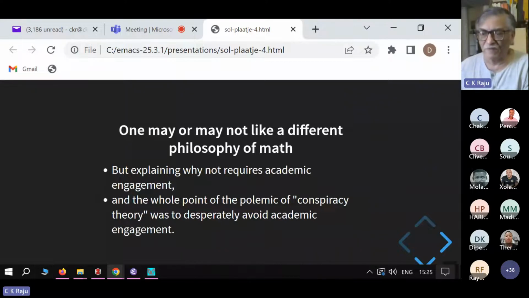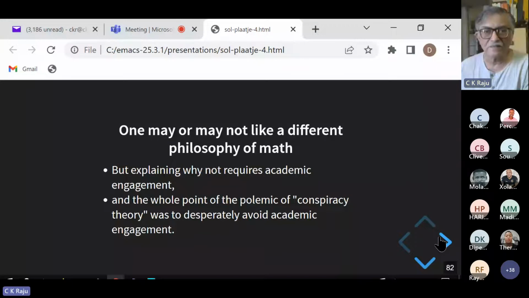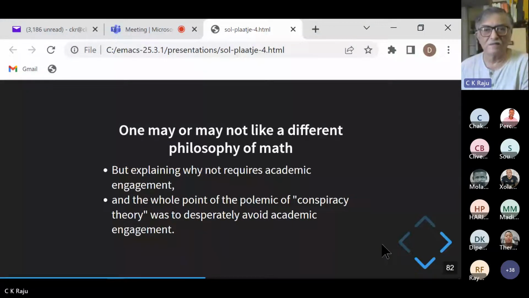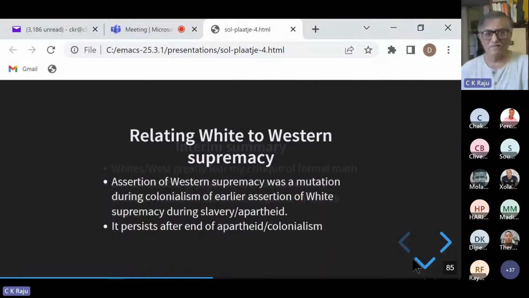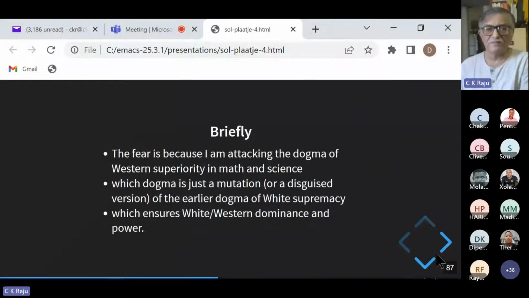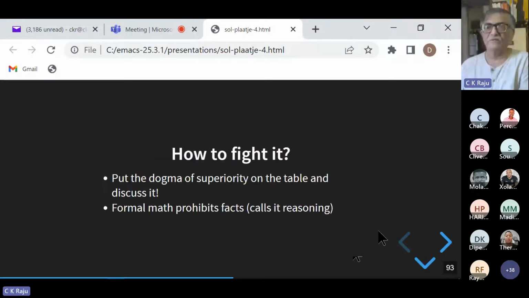Now I'm not doing very well for time, so I will skip the next slide. Okay. The point is that they don't like my critique, and they don't have any moderately credible response even in the last 25 years. I will skip this entirely because I think relating white to Western supremacy is very important, but I have an article on that, which is called Euclid Must Fall, Part 1. It was a keynote I gave at Tübingen and Pretoria.